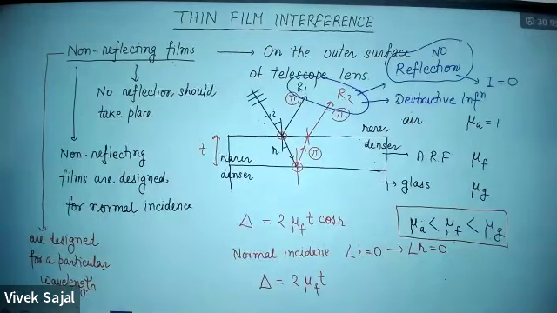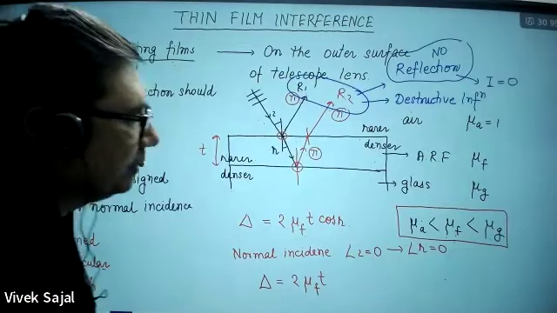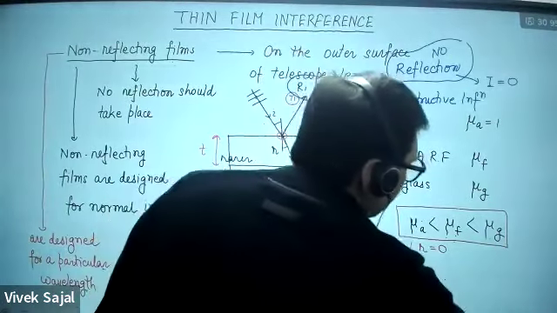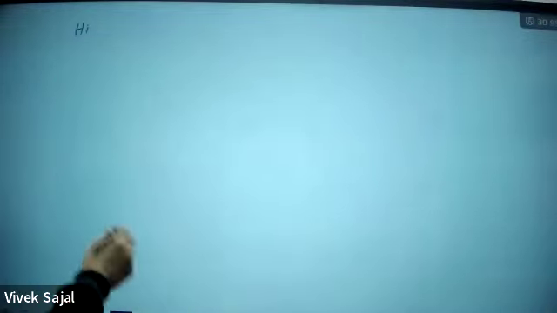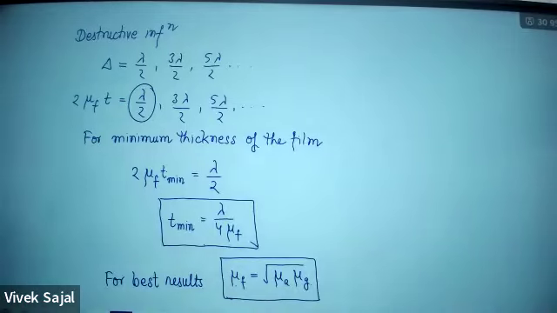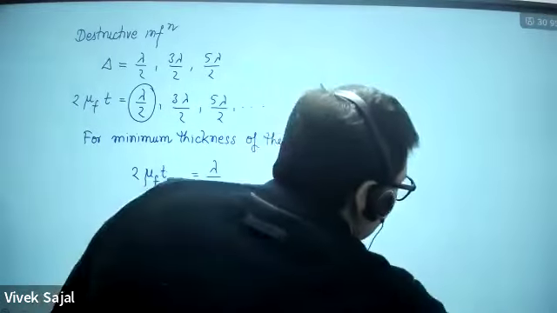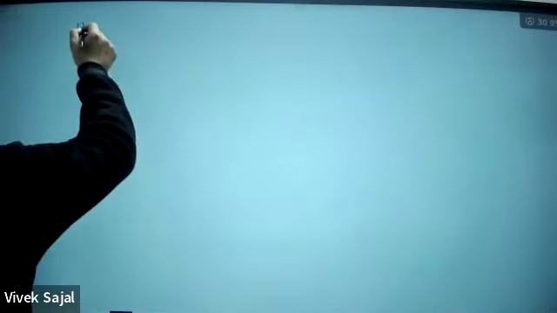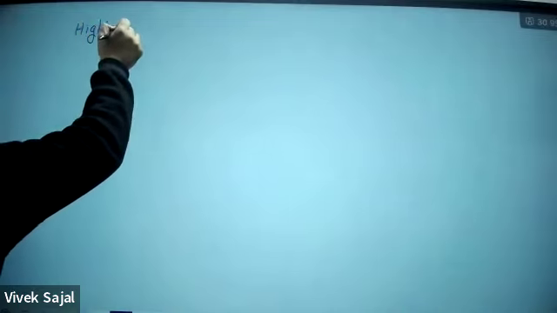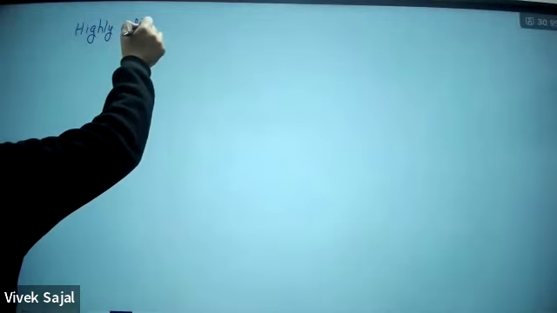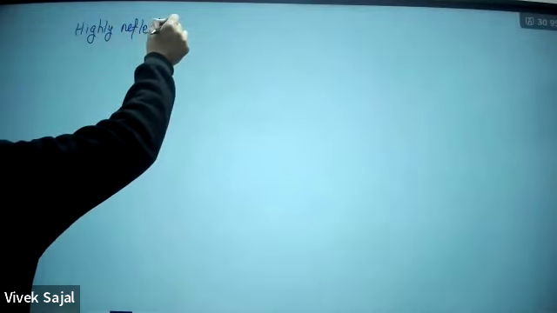Is it clear, beta? Yes, sir. Okay, next is highly reflecting films. Okay, next is highly reflecting films. The previous slide, please. Okay, beta. Thank you, sir. Welcome, beta. Next is highly reflecting films. Highly reflecting films.